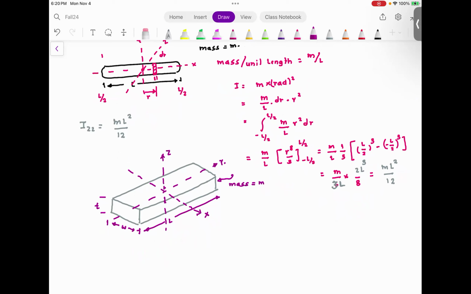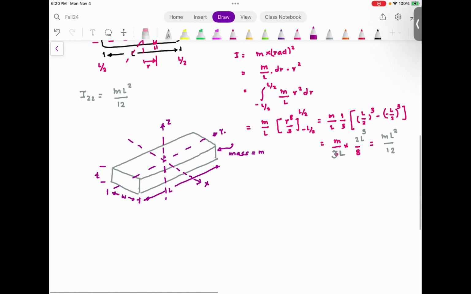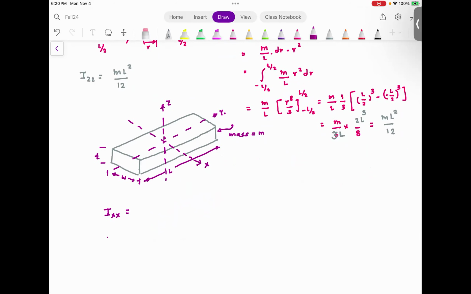This slender rod or bar can have a mass moment of inertia about x, which is called Ixx. It can have a mass moment of inertia about y, which is called Iyy. It can have a mass moment of inertia about z, which is called Izz. I want you to remember this expression for the mass moment of inertia about the x-axis.